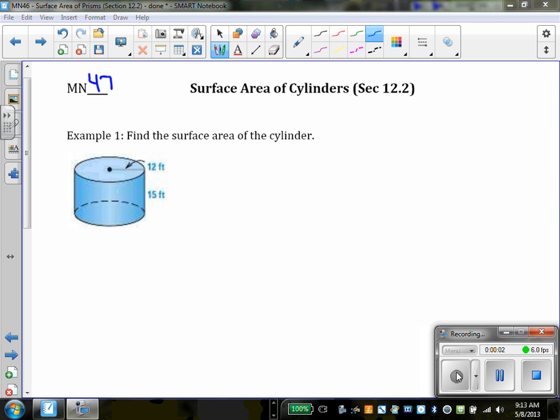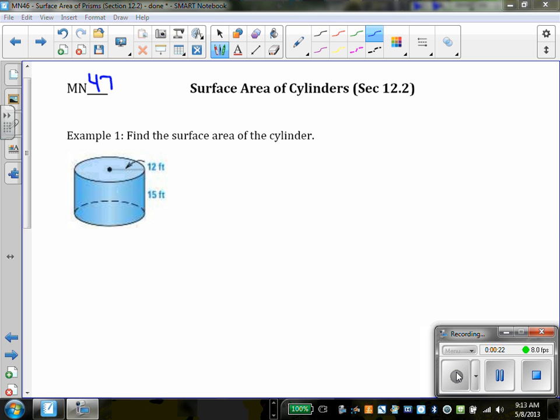Welcome, ladies and gentlemen, to your MN47 notes, where we're going to find the surface area of cylinders. And we're going to get right to it here. In example number 1, we're going to find the surface area of that particular cylinder with a height of 15 feet and a radius of 12 feet.